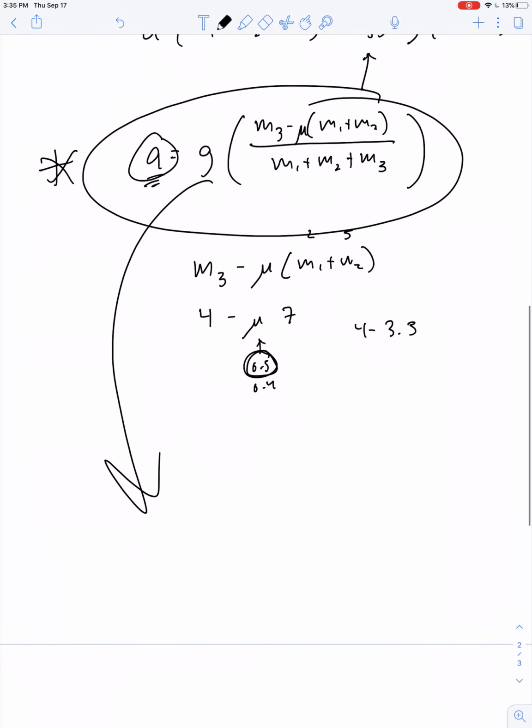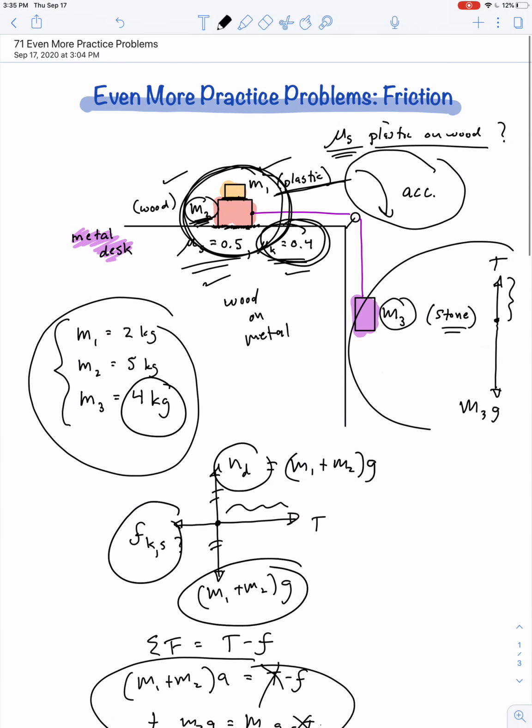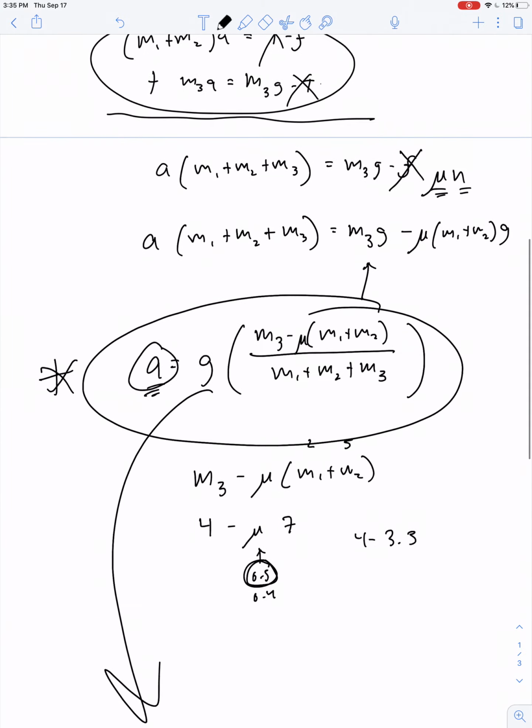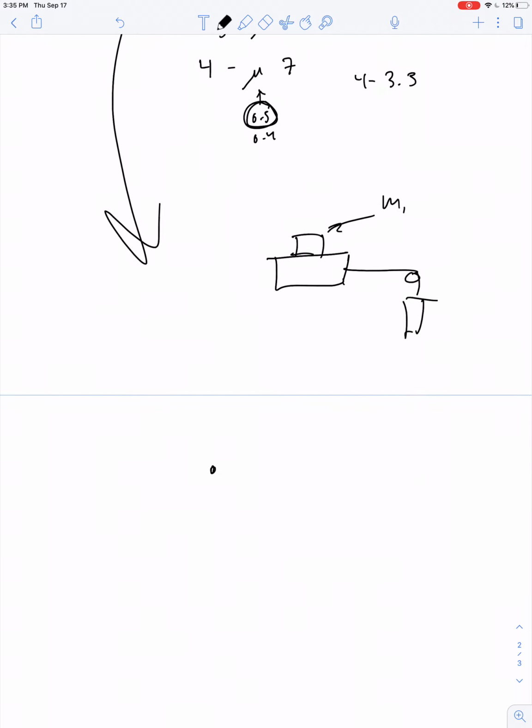Now the remainder of the problem is to figure out what's the required coefficient of static friction between the plastic and the wood so that the wooden block doesn't slide out from underneath the plastic block, so that they grip and slide together as one. So now what we want to do is make a free body diagram just for block number 1. So that would look like this.